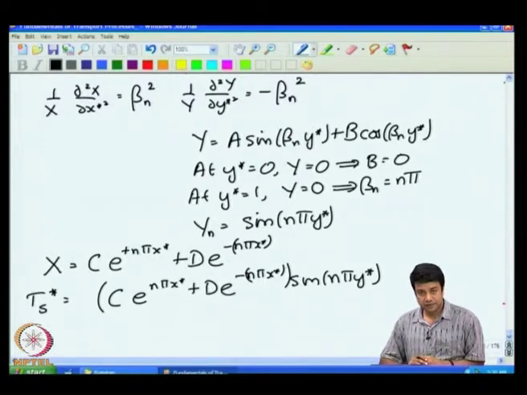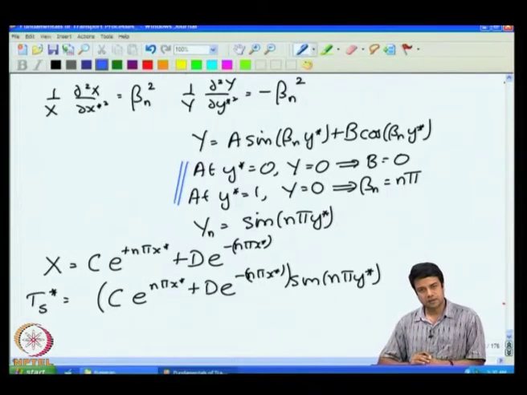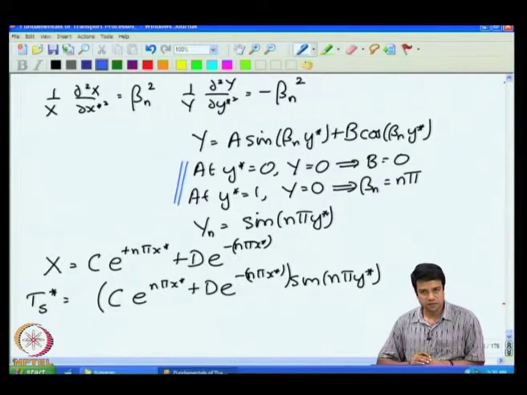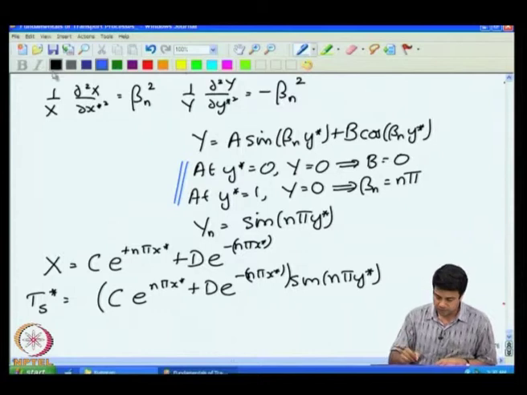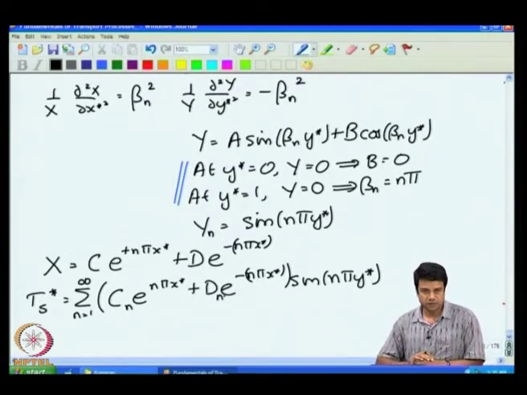Any integer value of n satisfies the boundary conditions in the y direction. That means that the most general solution is a summation over all possible values of n, where C n and D n are unknown coefficients.